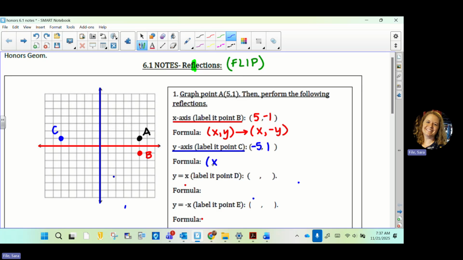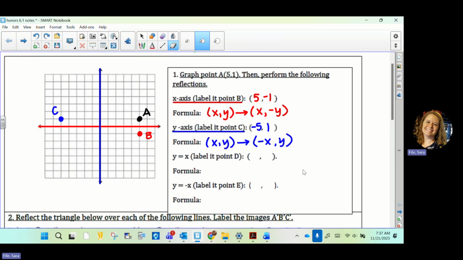So that is at (-5, 1). You'll notice from our original point A, what happened to our (x, y) is the x went from 5 to -5. So the x changed signs, but the y stayed the same, 1 and 1. The y did not change. So when you're reflecting across the x-axis, x doesn't change. When you're reflecting across the y-axis, y doesn't change.